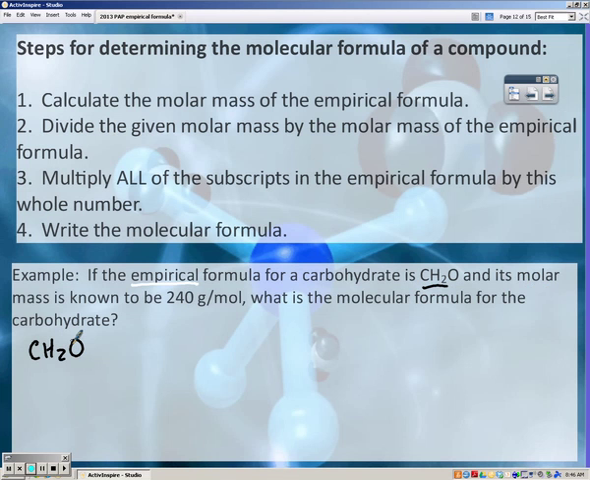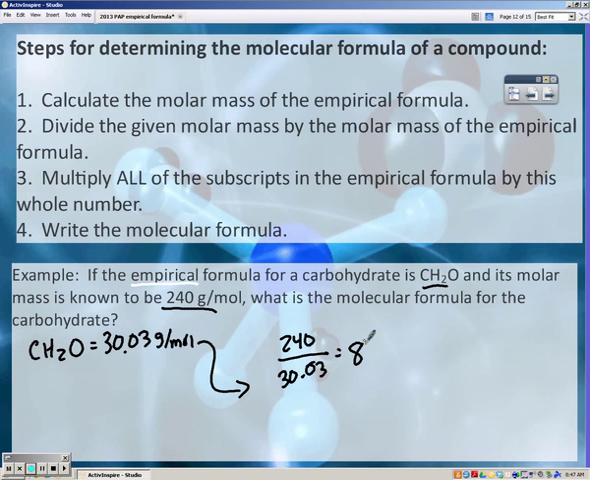We get CH2O, which is 30.03 grams per mole. Step 2, you're going to divide the given molar mass by the molar mass of the empirical formula. In this case, 240. So 240 over 30.03 gives you 8. In this case, you should get a whole number or something very close to a whole number.